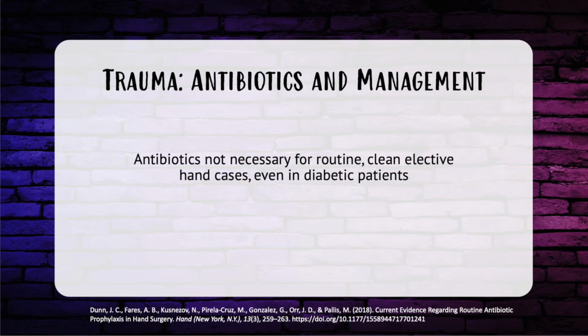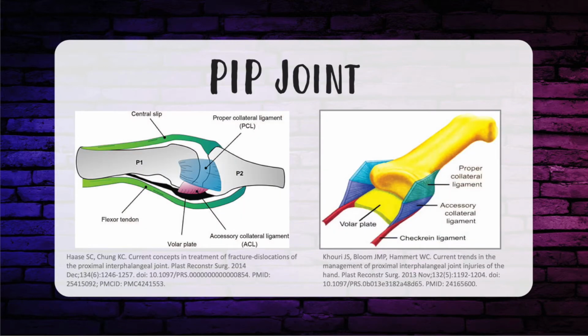Although diabetes is a known risk factor for surgical site infection in orthopedic surgery, several series have shown that there's no difference in infection rate between patients with and without diabetes. Now let's shift gears and go into hand anatomy a little bit. There are some really nice illustrations from an article from 2004 out of Michigan from Dr. Stephen Haas that describes this nicely.